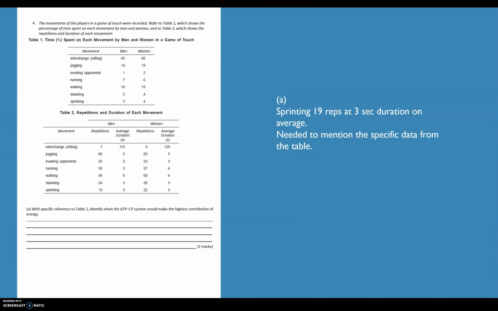Last sort of question here, looking at that table, again breaking down the movements of the different activity. So A, with some specific reference to table 2, identify when the ATP-CP system would make the highest contribution of energy. So you need to pull information off the graph. So I've done that there. Just an example of sprinting, 19 reps at 3 seconds duration on average. That's where it'd be, and you can talk about the high intensity and the low duration there.